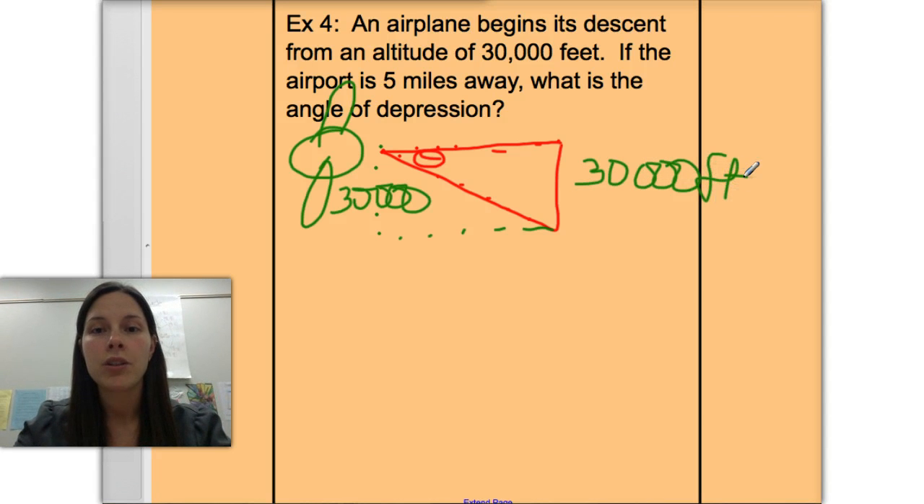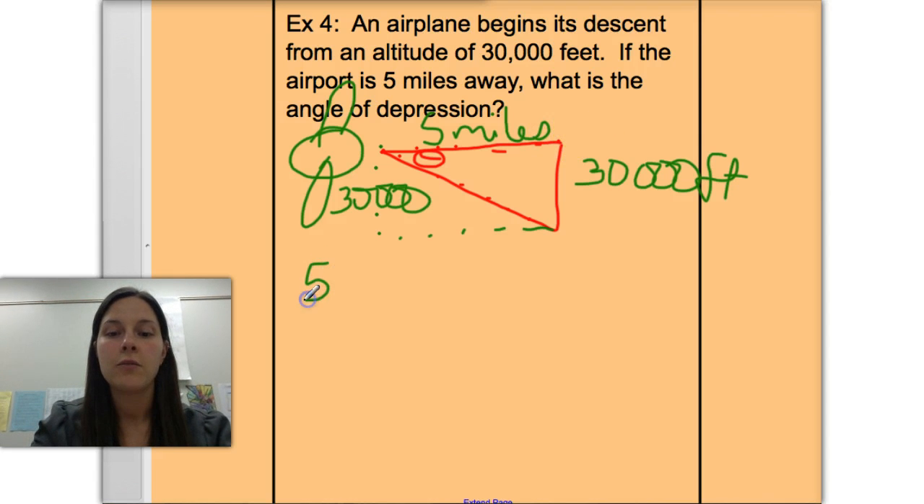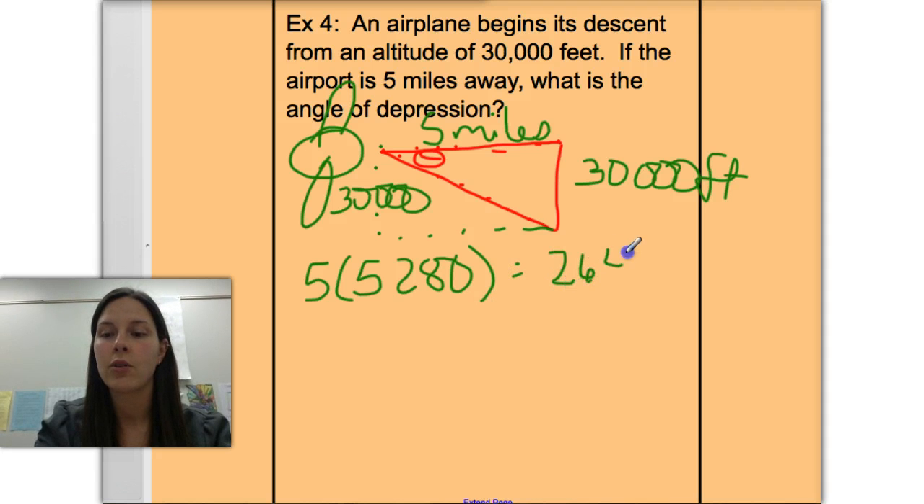And then it says the airport is 5 miles away. Now typically when we talk about distance, we talk about horizontal distance or distance along the ground. But remember, using that rectangle, it's also the line at the top, or that horizontal line. And we're looking for the angle of depression, and we have that marked as theta. So before we begin, we're going to have to convert that 5 miles to feet. There are 5,280 feet in a mile. When we multiply that, we get 26,400 feet.